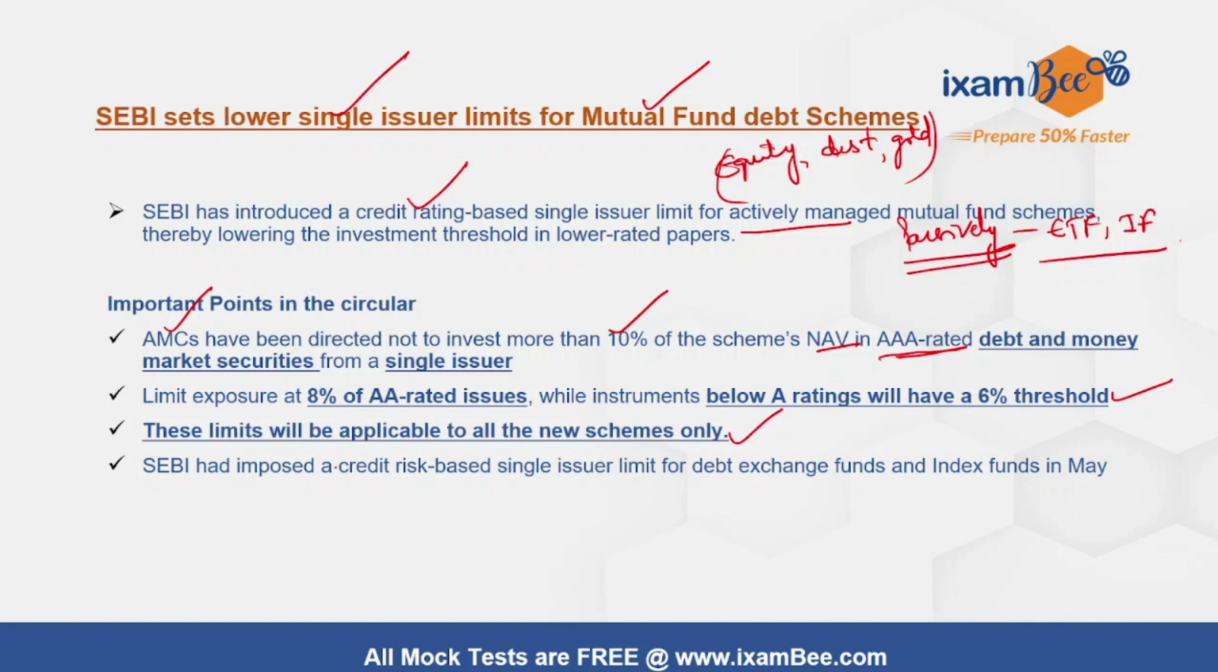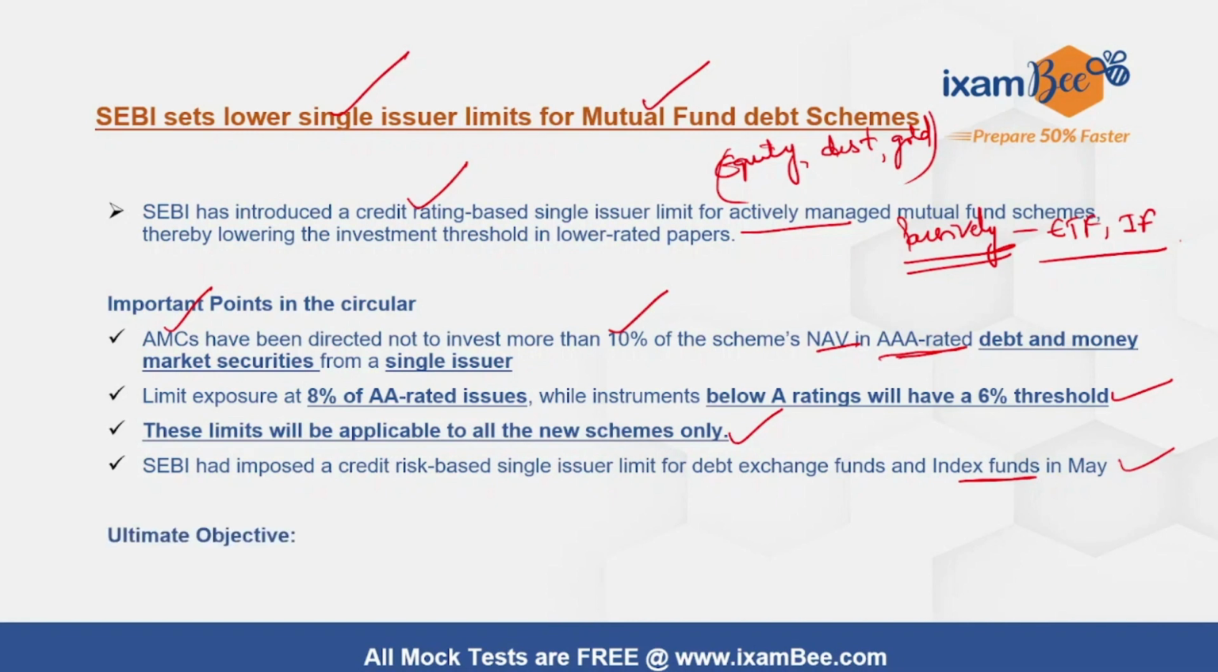SEBI earlier had imposed a credit risk based single issuer limit for debt exchange traded funds and index funds, that is, passively managed funds, in May this year also. So now, to bring uniformity across all kinds of mutual funds, it has come up with these limits for actively managed mutual funds also.